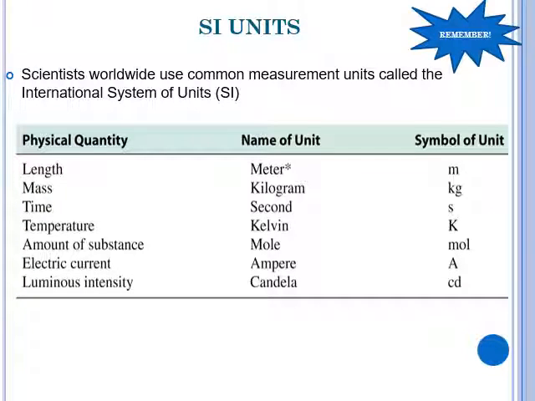For physical quantities we have length, mass, time, temperature and so on. This is the name of the units. Length is in meter, unit symbol m. Mass is in kilogram, unit symbol kg. Time is normally in seconds, symbol s. Temperature is in Kelvin, symbol K, and then the rest.